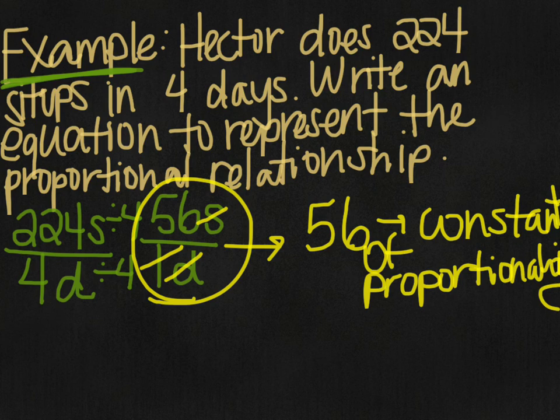Okay, and so I know that my equation is going to be y = kx, and k is the constant of proportionality. I don't need to do anything with that x and the y. I leave those how they are. So all I'm going to do is take this k and replace it with the number that I found for my constant of proportionality. And that number that I got was 56. So my equation is y = 56x.